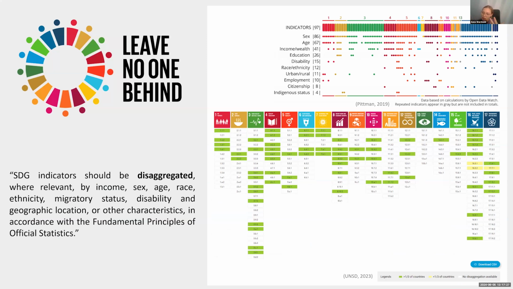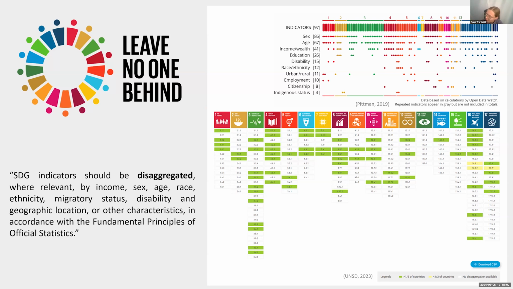So this is under the pledge of the 2030 Agenda to leave no one behind. This means that SDG indicators should be disaggregated where relevant by income, gender, age, race, ethnicity, disability status, and all these kinds of things. But they are also disaggregated into non-demographic factors like waste treatment, type of product, and other things.